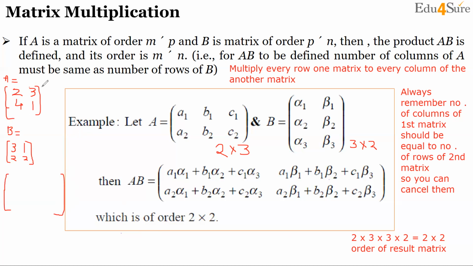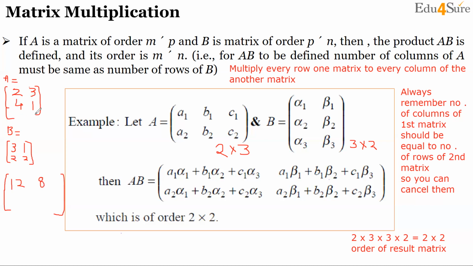Now you are going to multiply this first row, 2, 3, with this column, 3, 2. So how much will you get? 2 into 3 is 6, plus 3 into 2 is 6, so it will be 12, right? How are you getting this? Multiply the first row with the first column: 2 into 3 is 6, plus 3 into 2 is 6, which becomes 12. Similarly, when you multiply this first row with the second column, 2 into 1 is 2 and 3 into 2 is 6, so you will get 8 here.